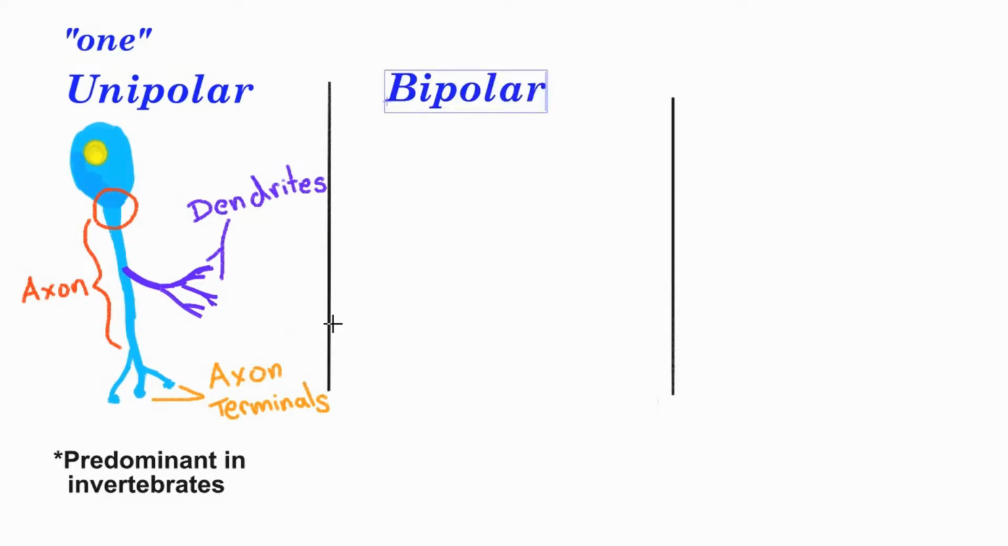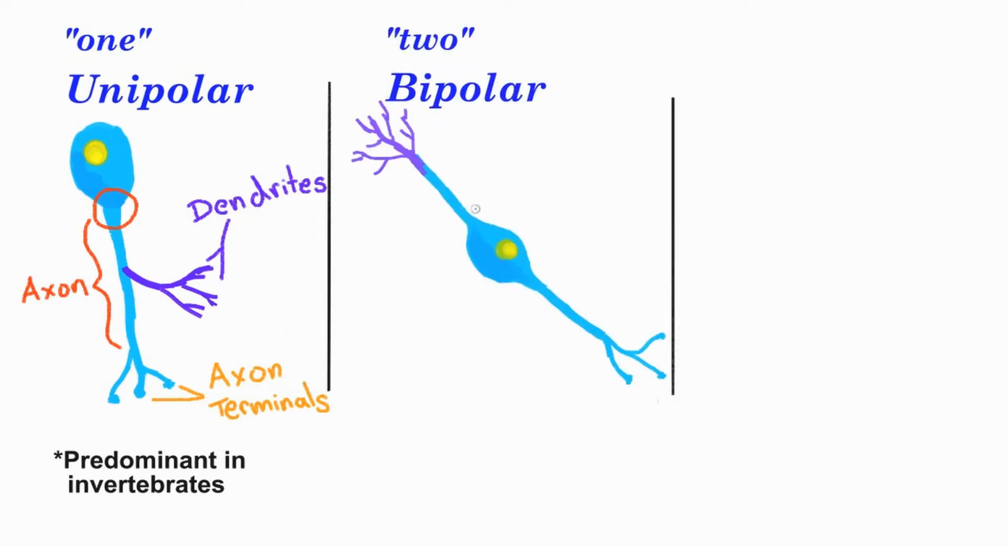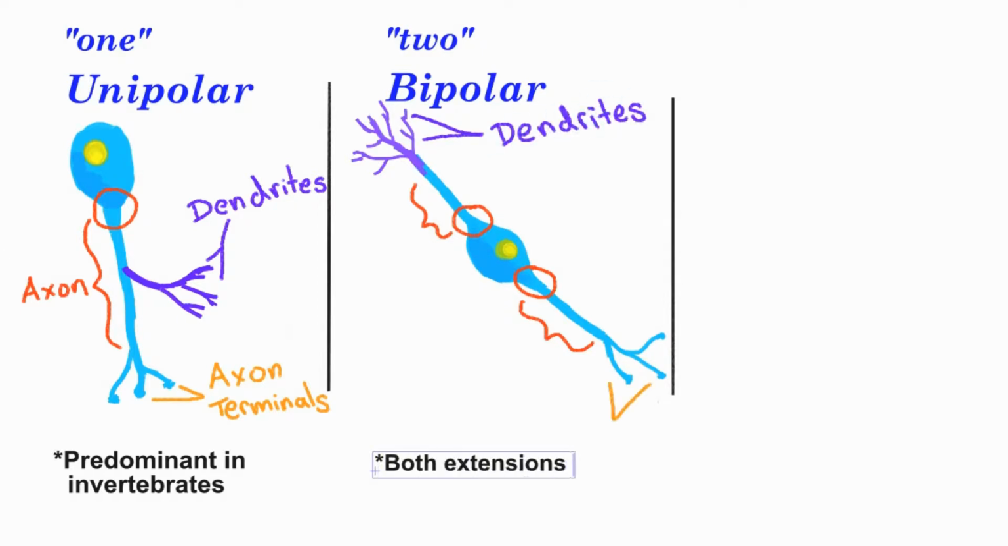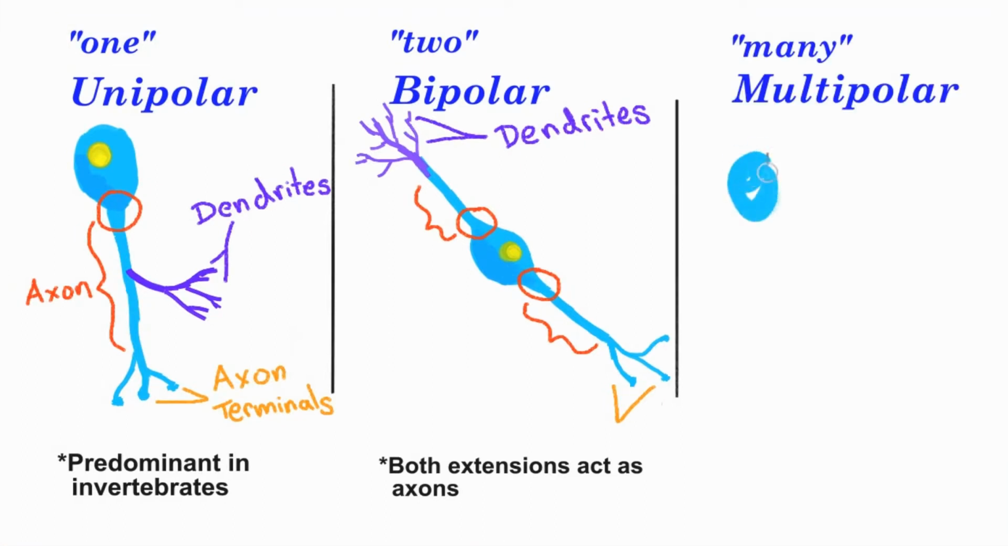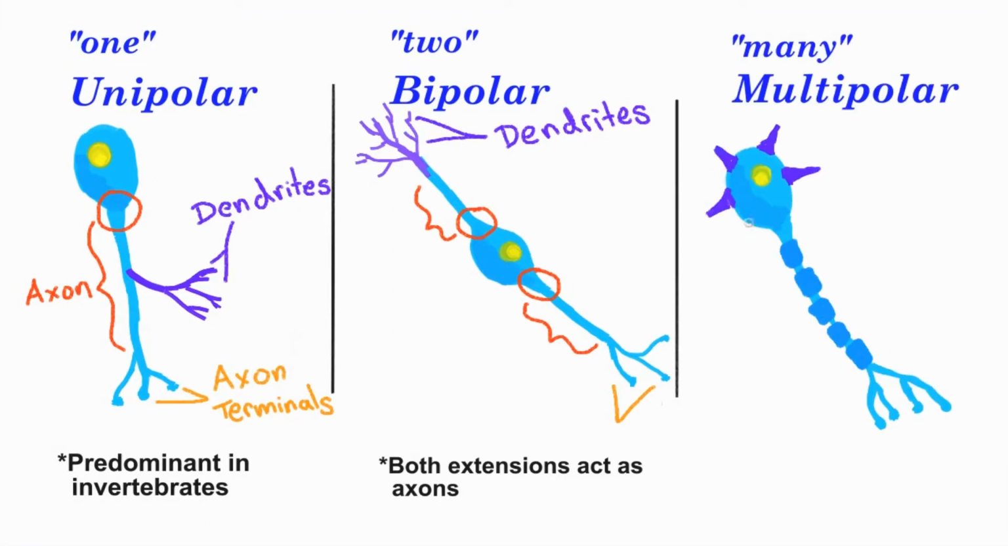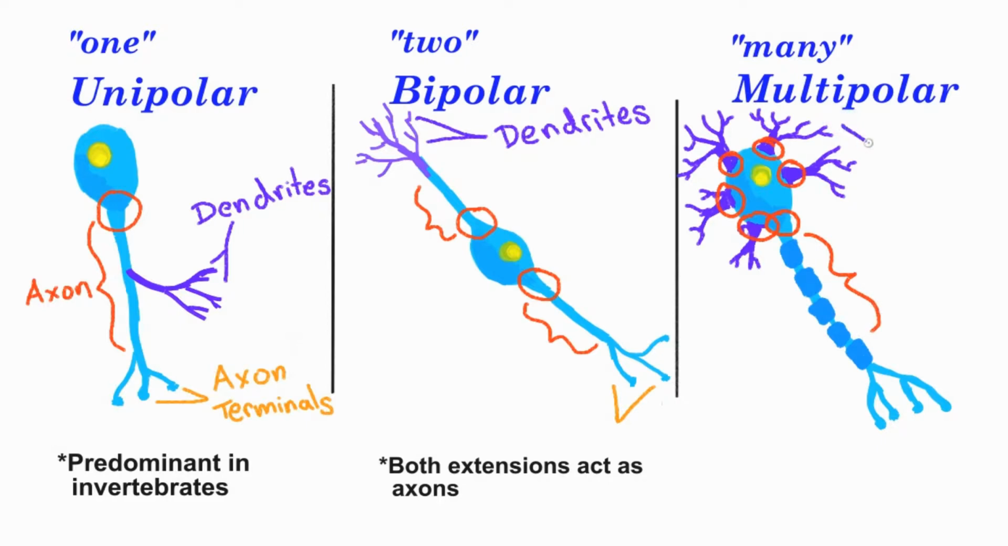Bipolar neurons have two processes extending from the cell. Both extensions coming out act as axons, and you'll have dendrites on one end here. Multipolar neurons have many processes coming out of the cell. A typical multipolar neuron will have a single axon and many dendrites. Now this is the most common type of neuron in the mammalian nervous system.